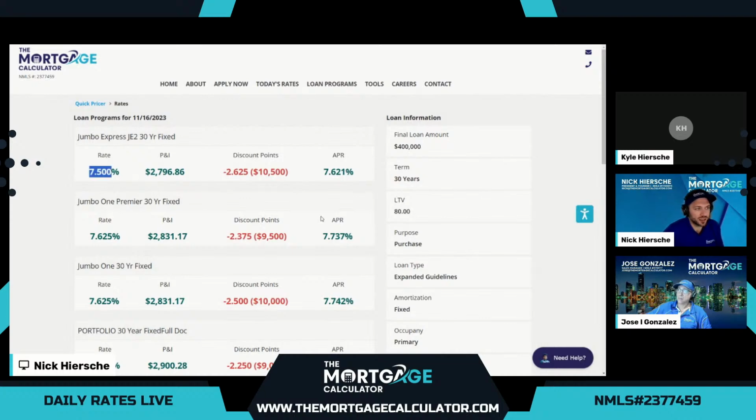All right, top option here, 7.5 rate, 2.625 discount points at cost. Final APR, 7.621. I believe that's about the same as it's been the last few days. Non-QM doesn't react as violently or aggressively, I guess I would say, as all the regular programs. So these stay pretty much the same here. So great options for our borrowers needing non-QM programs.